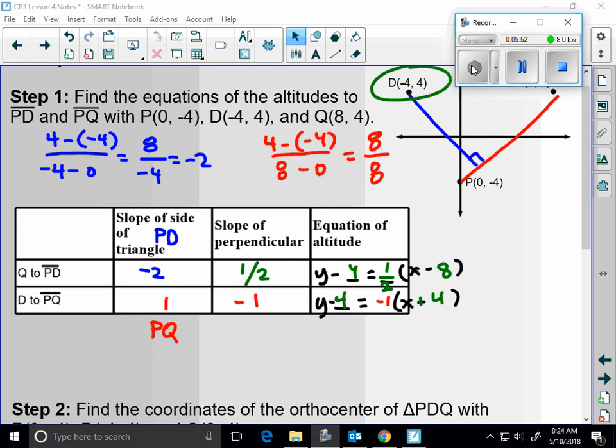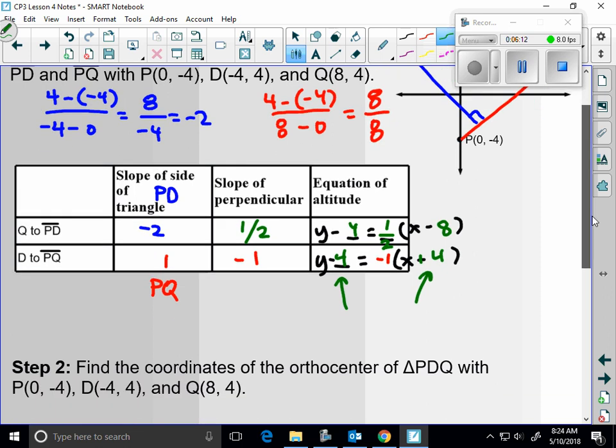Okay, so I found the slope between P and Q to be 1. The perpendicular slope would be -1. And therefore, I can use this point at D as (-4, 4). If I plug them in, that'd be y minus 4 and x minus a -4, which is x plus 4. Those are the equations of our altitudes.